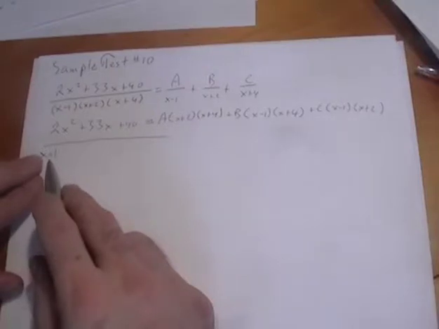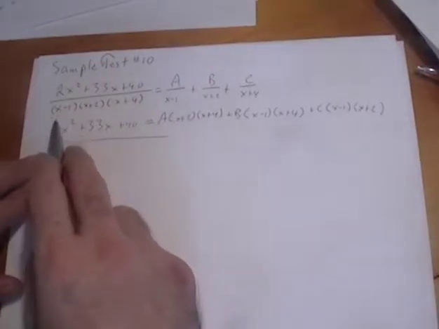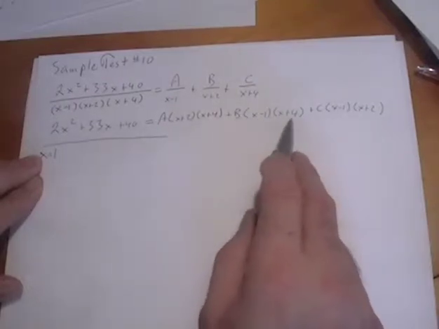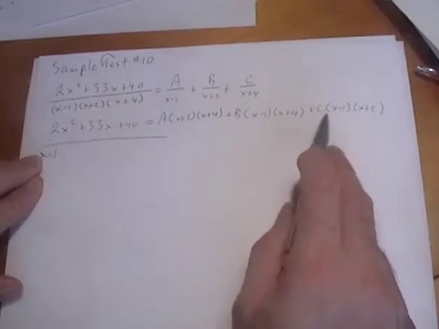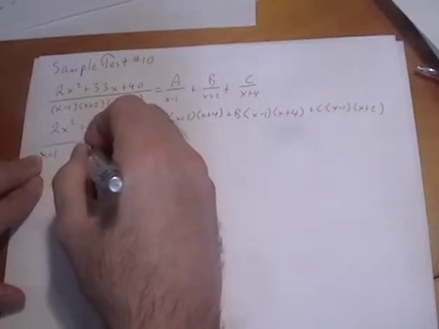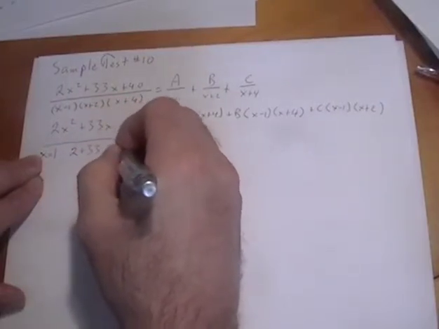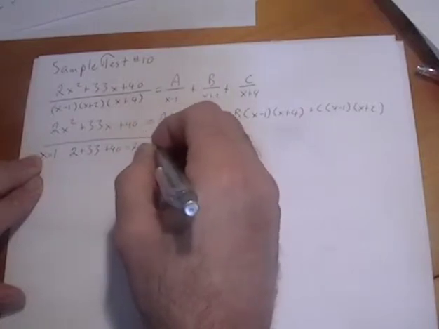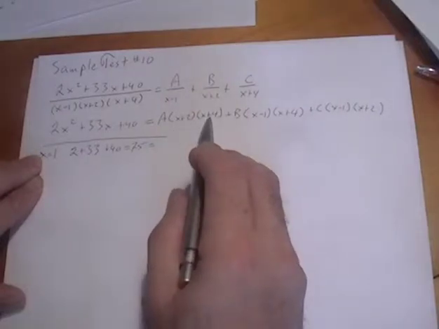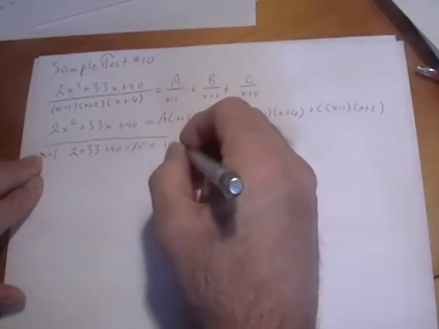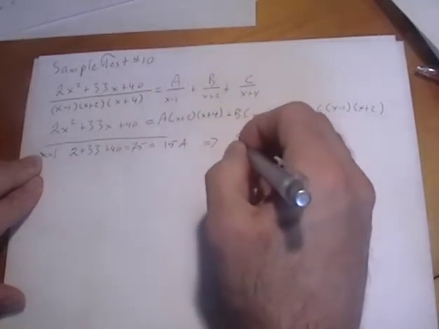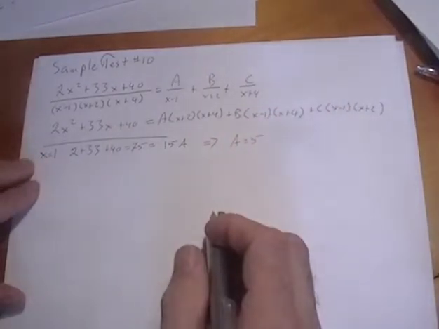The advantage of letting x equal 1, that's a 0 of the denominator, is apparent when we see that plugging in 1 here makes this entire term 0, and it makes this entire term 0. When I plug in 1, I get 2 plus 33 plus 40, that is 75, is equal to A times 3 times 5. That would be 15A. If 15A is 75, then A is 5.